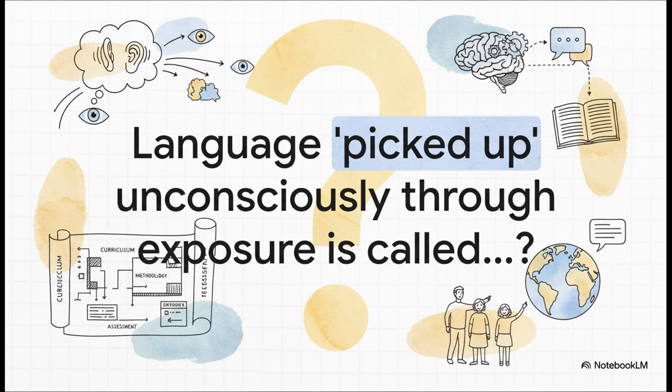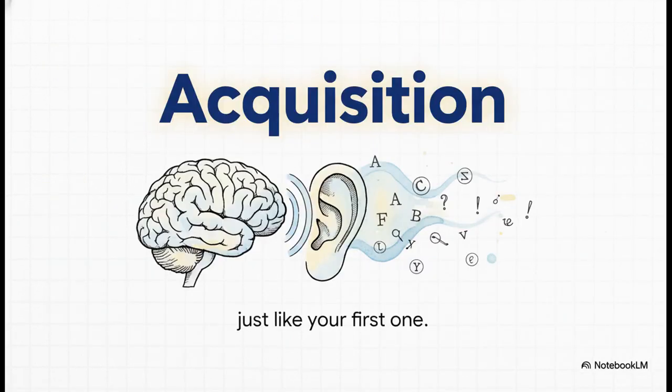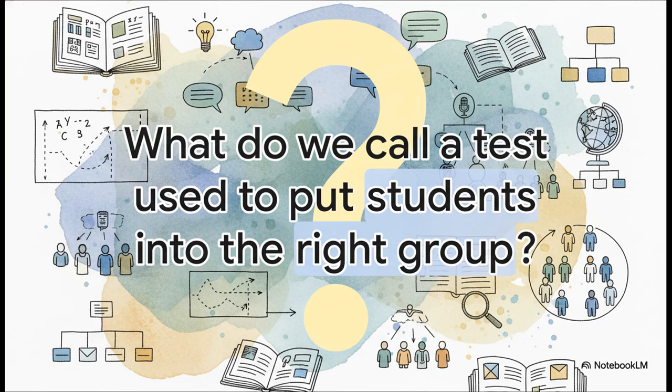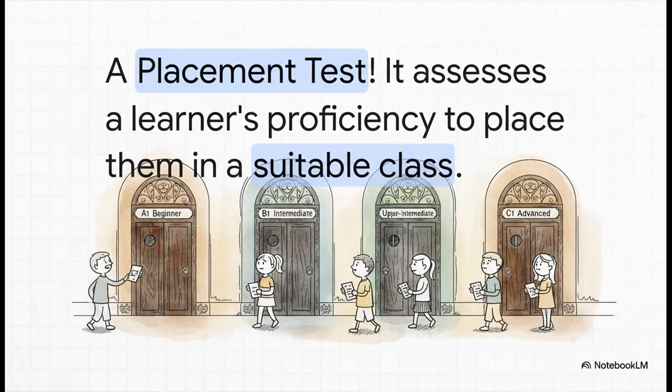Okay, ready for a quick quiz? Let's see what stuck. The term for picking up a language naturally, just through exposure, what's that called? Acquisition. If you said acquisition, you are absolutely right. All right, one more for you. What do we call that test that helps put students into the right group? A placement test. Exactly. See, you've got this.